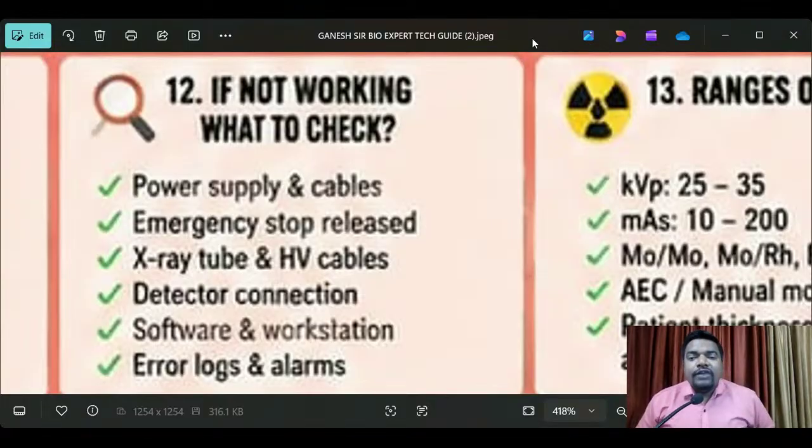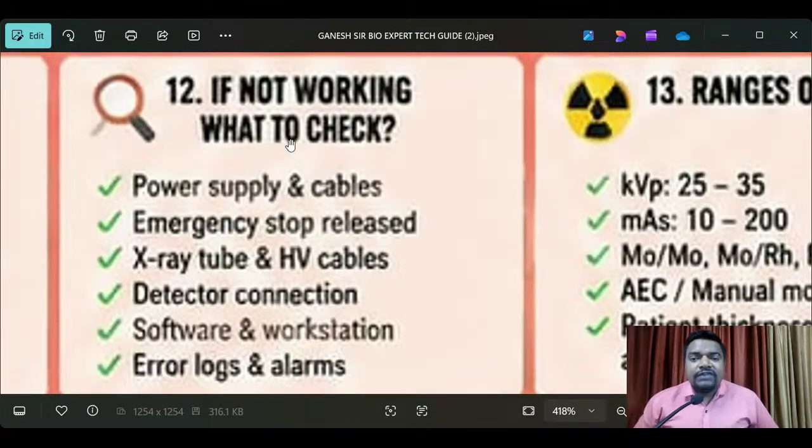See here, if it's not working, what to check means: don't panic, don't worry, and don't make a fuss. Don't highlight it. You have to keep silent, and if you are a biomedical engineer, you have to focus. Work more and speak less when you are working in your area. I hope you are listening to my voice very clearly.